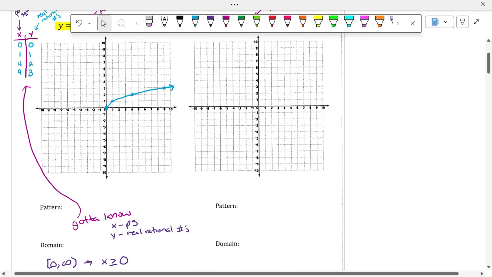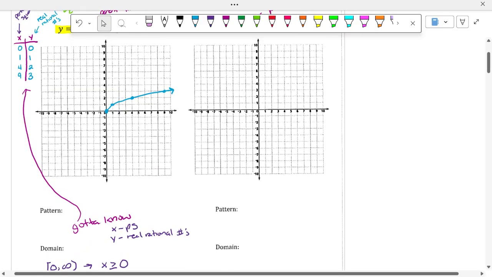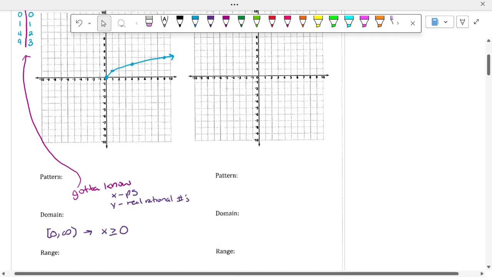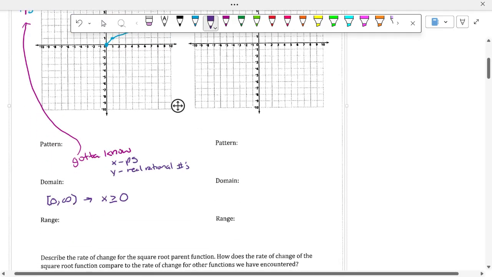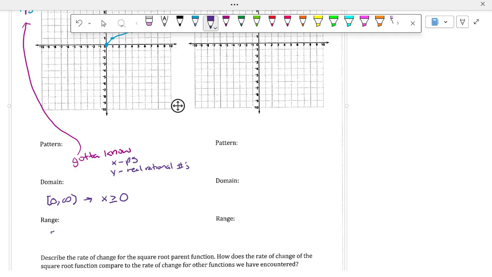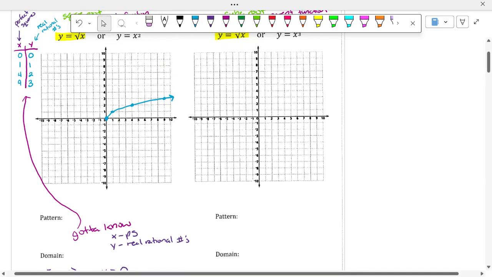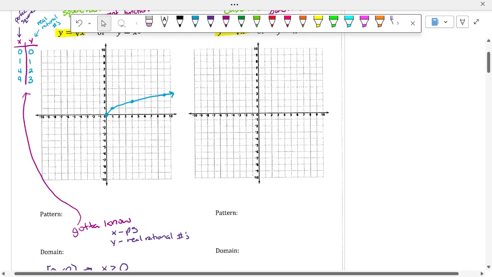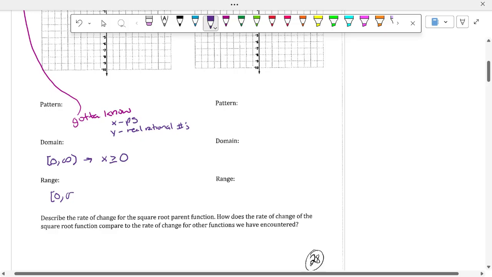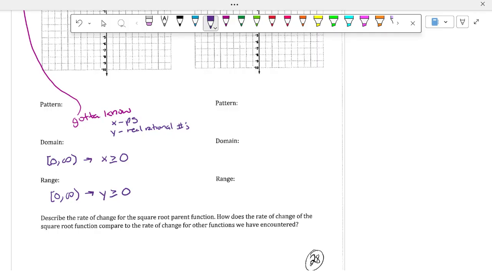What about the range? Range is y value. So what's my lowest y value? 0. Bracket or parenthesis? Is it defined at 0? Yes, so we use a bracket. What's the highest y value? Infinity. It does go up forever, just very, very slowly. And we can also write this as y is greater than or equal to 0. So I don't care which way you write these two, they're pretty much the exact same thing. Whichever one you understand the most.